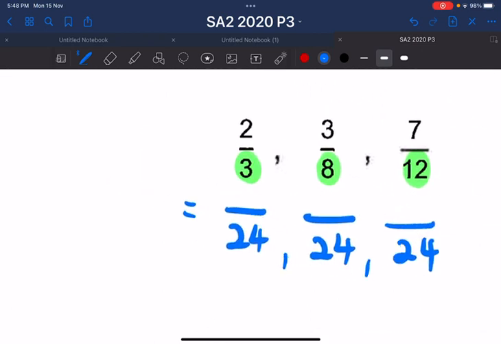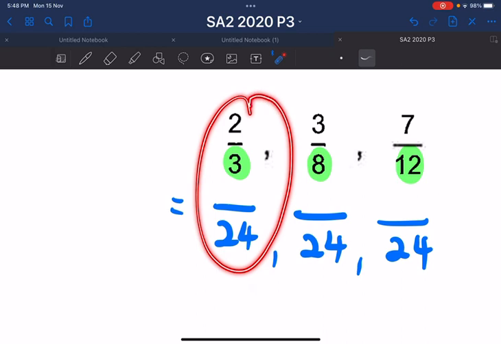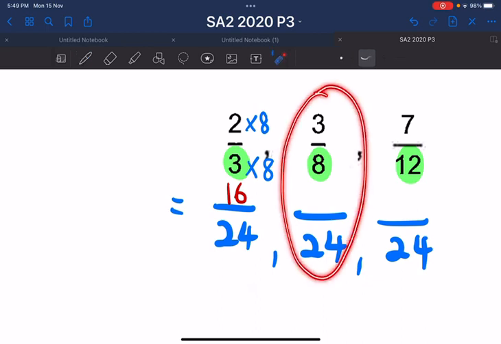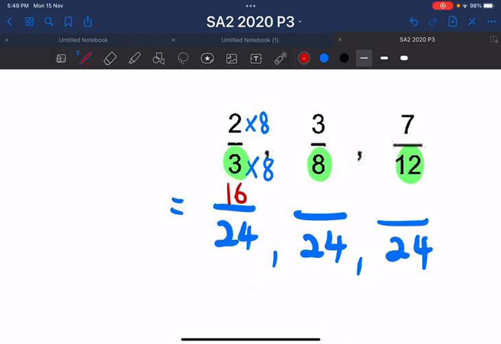All right. Now, shall we start off with the first one, this one? So how does 3 become 24? We have to multiply it by 8. Right? 8 times 3 is 24. Now, when you do that, you do the same to the top. So 2 times 8 will be 16. Okay? Now, we're going to focus on the second fraction, this one. So this is now easier. We're going to take 8 and try to make it into 24 as well. So we will multiply it by 3, and we'll multiply the top by 3 as well.